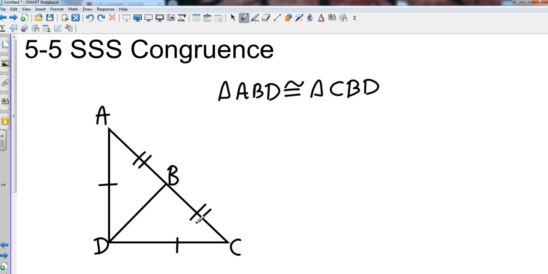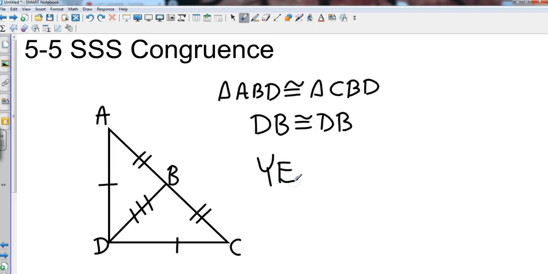It's not brand new information, but we do notice that DB does equal itself because of the reflexive property. And so now that gives us 3 corresponding sides of each of those triangles congruent. So those 2 triangles are congruent, and the reasoning is because of the side, side, side congruence.